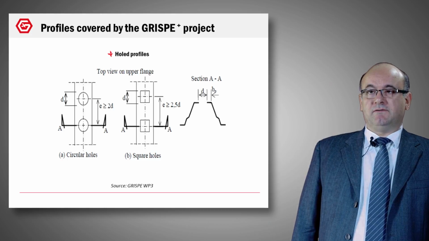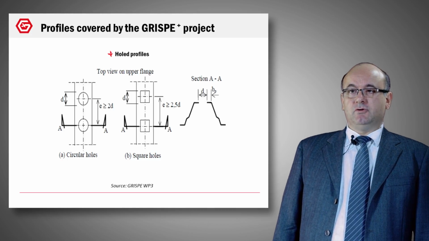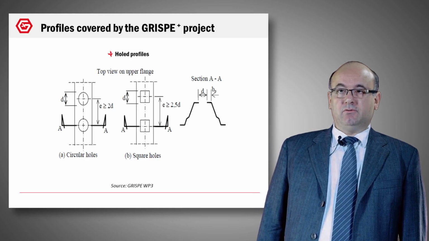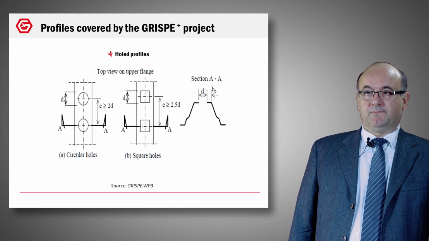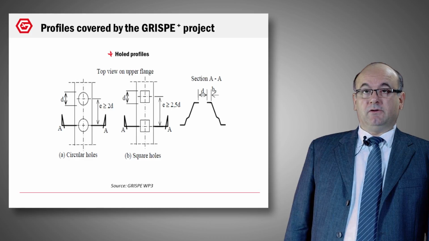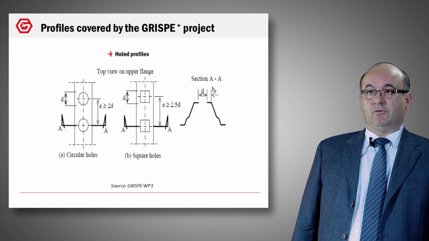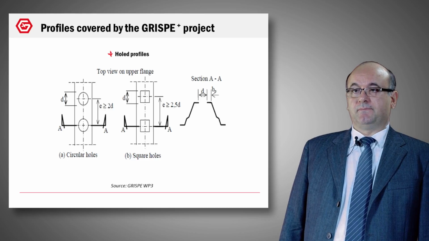Another topic concerns the services. Some tubes can go through the profiles and create holes, circular holes or square holes. Again, no design calculation method exists in the Eurocode, and it was developed in the European project GRISPE.